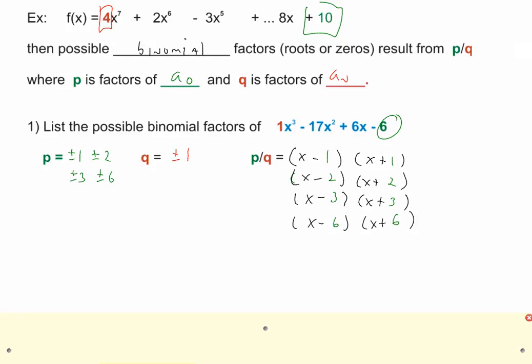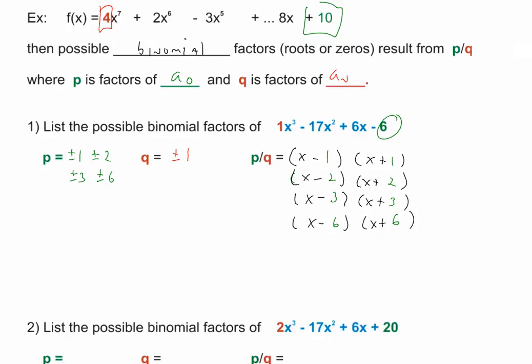I'm just showing all the possibilities. See, we had to come up with these possible factors. Now we can try to figure out, are any of these 8 factors indeed a factor of that polynomial? I know it's an odd method, but that's the method, and it's what we've got to do. Any questions on getting those 8 binomials? We okay there? Let's try to do it again.